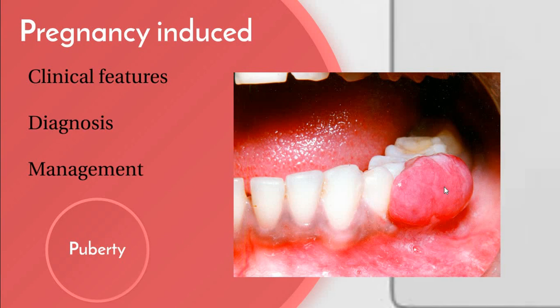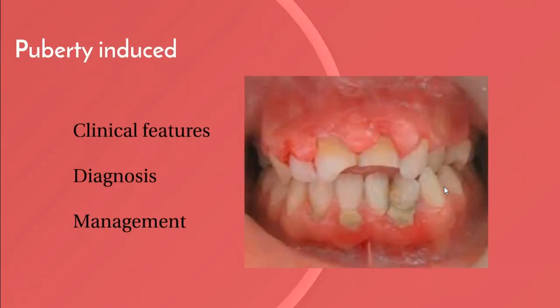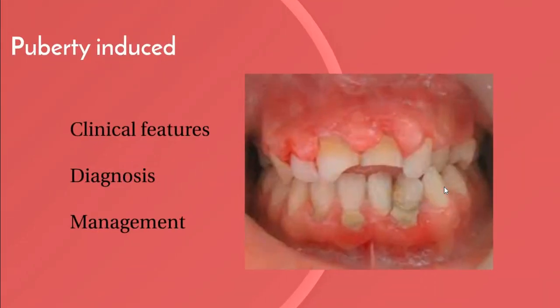So this is pregnancy-induced. Then we have puberty-induced gingival enlargement. Here it's usually associated with the inflammatory type, because here also hormonal changes are affecting the condition.